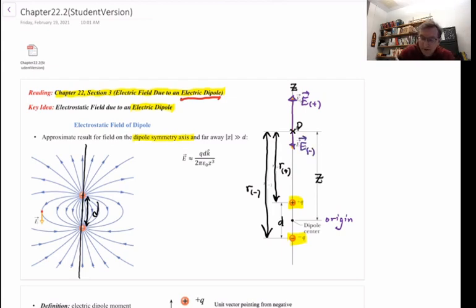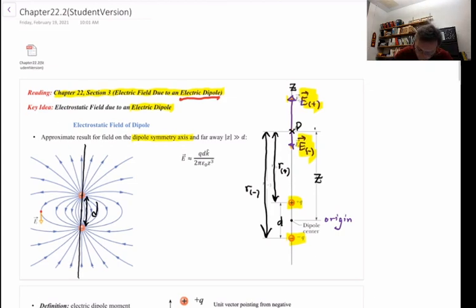So what we have to do here is add the vector E plus to the vector E minus. Since they point in exactly opposite directions and the E plus one is larger, I can already predict that the net field will point upward and be roughly that big, roughly. Okay? But we've got to find the formula for calculating that net electric field.